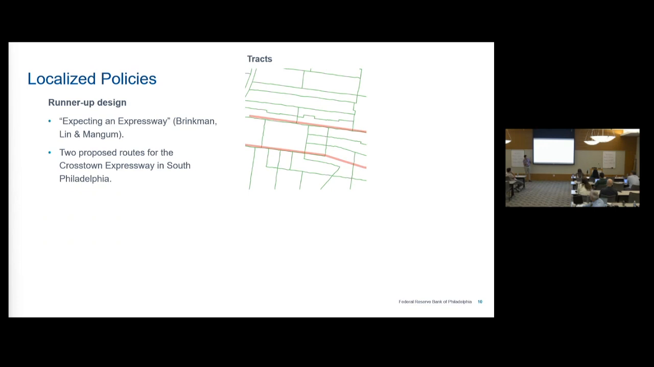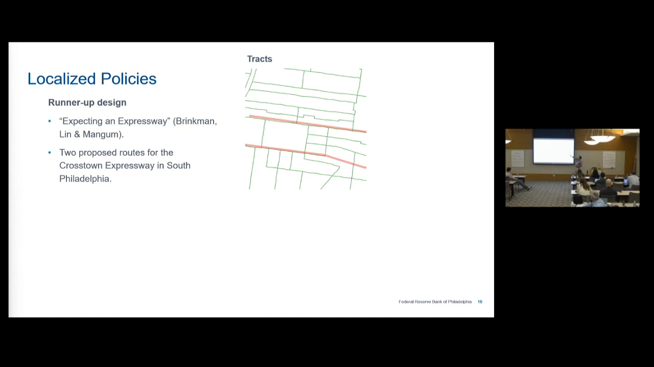And so this takes place in the context of Philadelphia. And we're examining the Crosstown Expressway plans in South Philadelphia. The Crosstown Expressway was planned for South Street. So that's the upper red line alignment that you see in this map. What the matched runner-up design does is we identify in the historical record a lot of planning in the early 1910s and 1920s for a potential alternative route for the Crosstown Expressway. That alternative was Washington Avenue, which is this other red line on this graph.